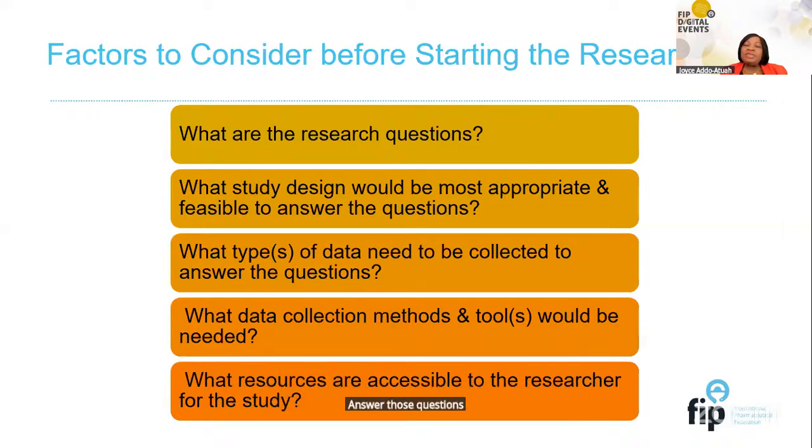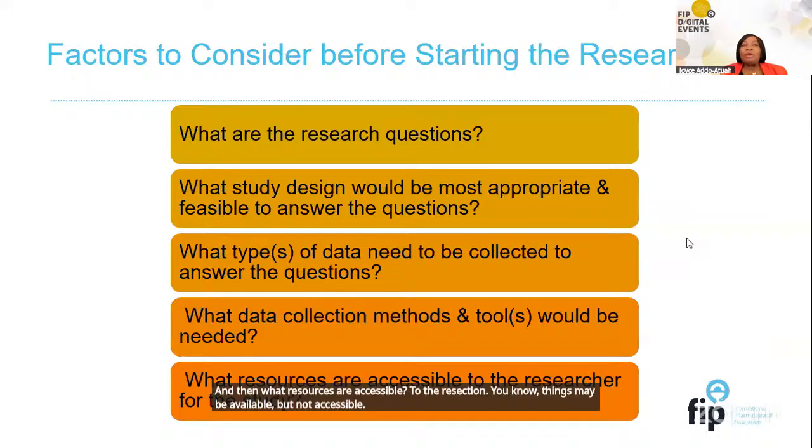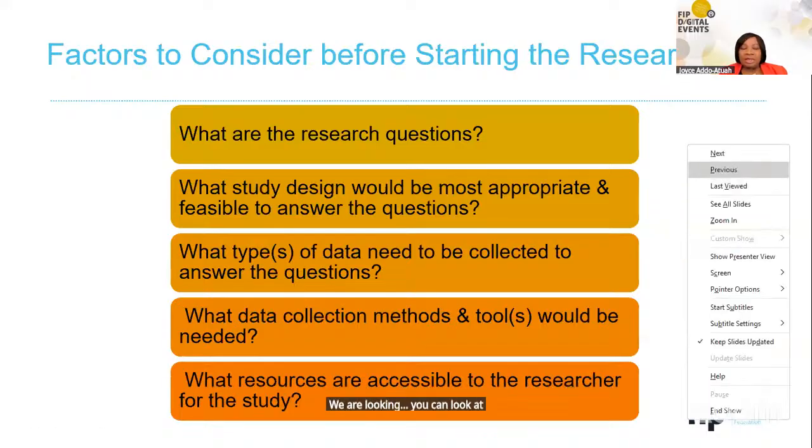And then what types of data need to be collected to answer the questions? So the type of data will also depend on the study design. And then what data collection methods or tools will be needed? And then what resources are accessible to the researcher? Things may be available, but not accessible. We can look at these resources as the time constraint. What time is available to the researcher?